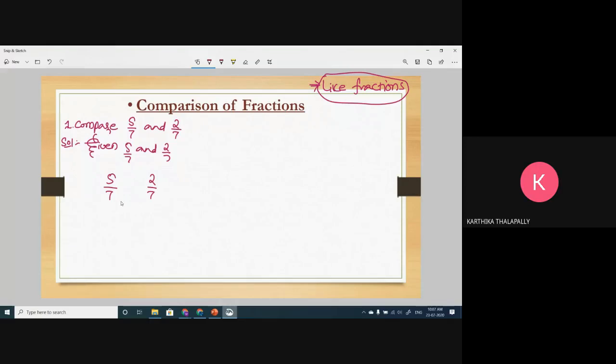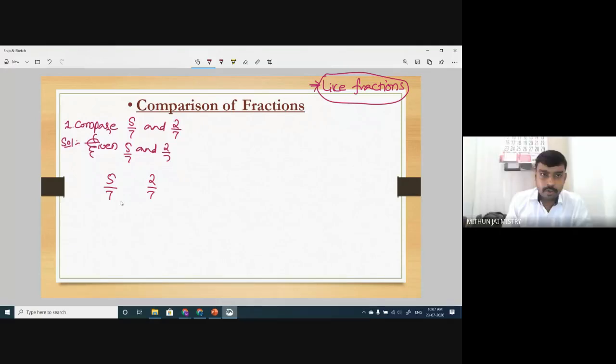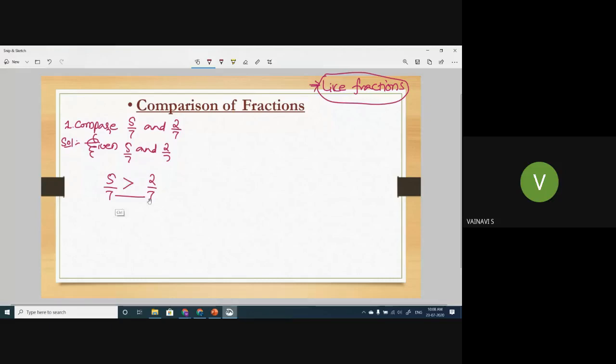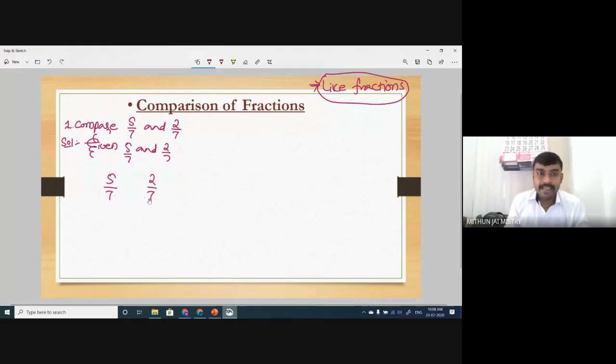Yeah. Good. See, beta, here both denominators are same, so they are called like fractions. Here the denominator is 7, here the denominator is 7, so they are called like fractions. So if they are like fractions, you need to check the numerators. Between the numerators, which is greater, that will be the greater fraction. So here, who is greater? Here, 5 by 7 is greater than 2 by 7. Why? Because 5 is greater than 2.